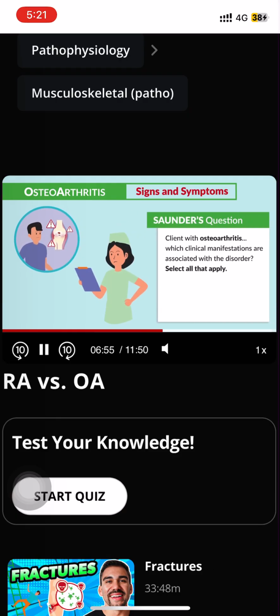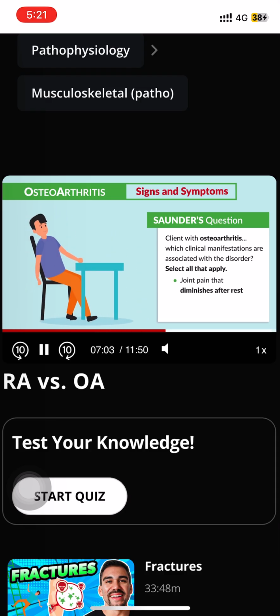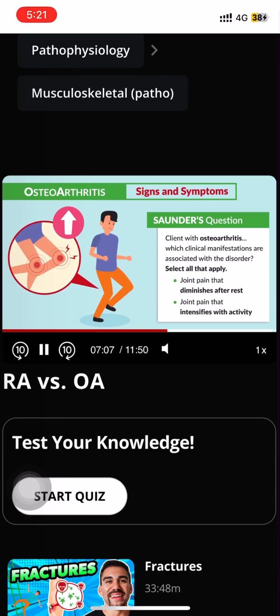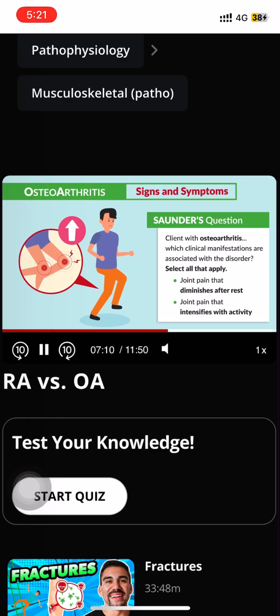Saunders mentions the client with osteoarthritis. Which clinical manifestations are associated with this disorder? Select all that apply. Joint pain that diminishes after rest, and joint pain that intensifies with activity.